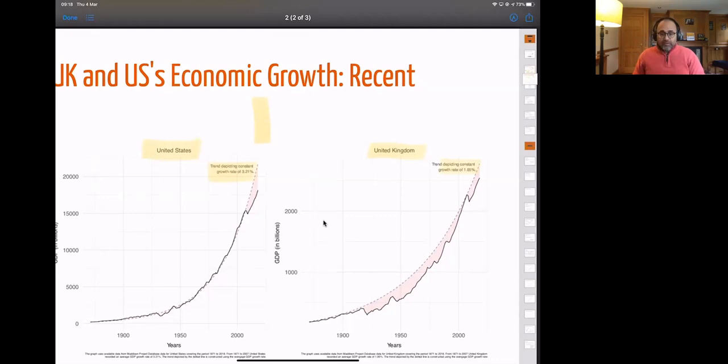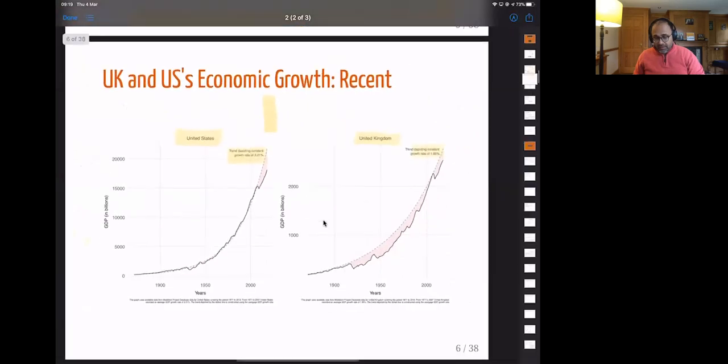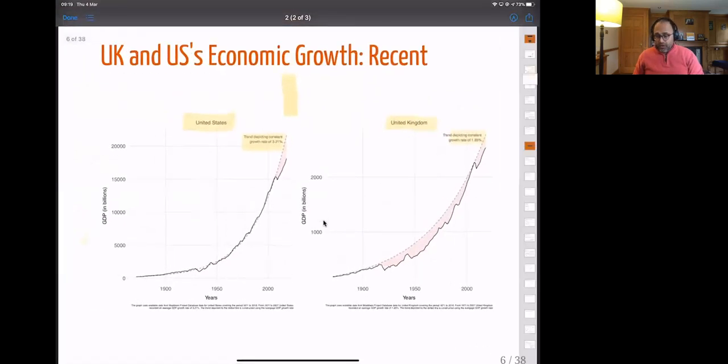What we also notice in these graphs is that the US has largely stuck to its trend. The UK, around the 1920s and 1930s, started underperforming from its long-term trend, and then has caught up, and the catch-up happened in this period. It's around just before the financial crisis, and then after the financial crisis again, it is lagging behind. Okay.